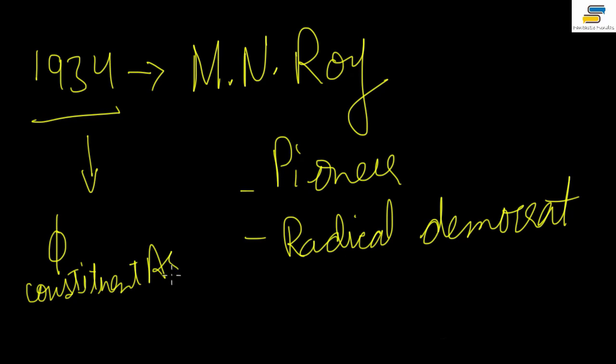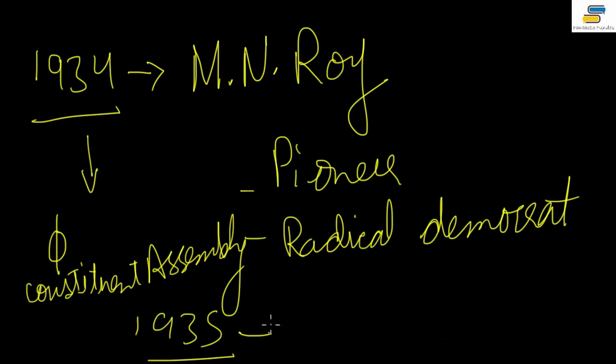Constituent assembly, right? So the constituent assembly idea was given by him, and by the time 1935 came, this also became the main demand of the Indian National Congress of that time, right? But what really changed after this was the next step that came over here.